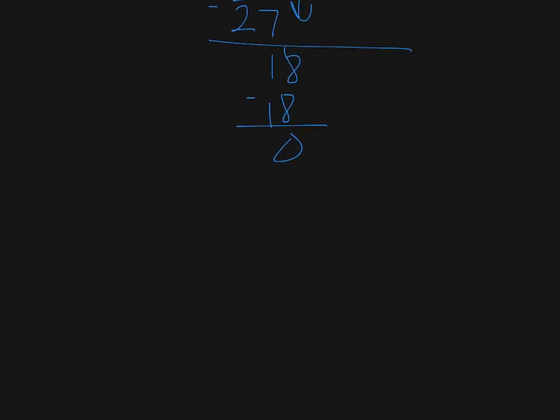Alright, the third one's find the sum: 25.1 plus 1.9. I know 1 plus 9 is 10. I'll carry my 1. My decimal goes straight down. 1 plus 5 is 6. 6 plus 1 is 7. And this 2 is by himself. So this is 27.0, or just say 27.